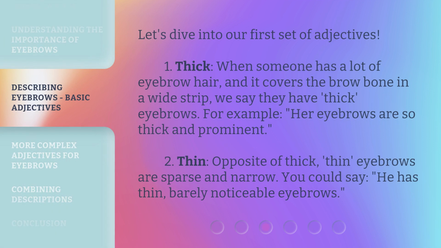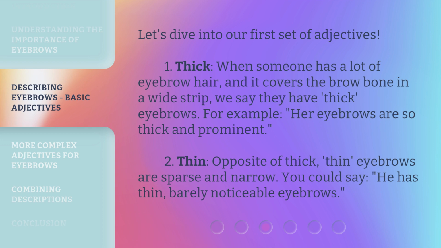Let's dive into our first set of adjectives. 1. Thick. When someone has a lot of eyebrow hair, and it covers the brow bone in a wide strip, we say they have thick eyebrows. For example, her eyebrows are so thick and prominent.